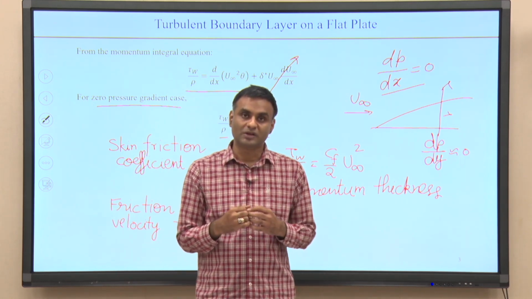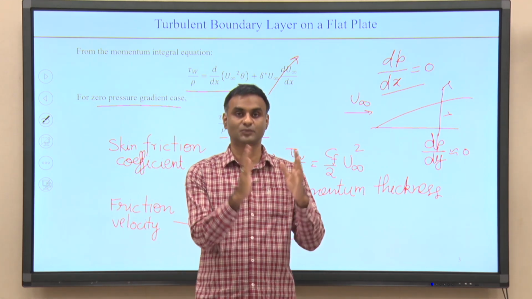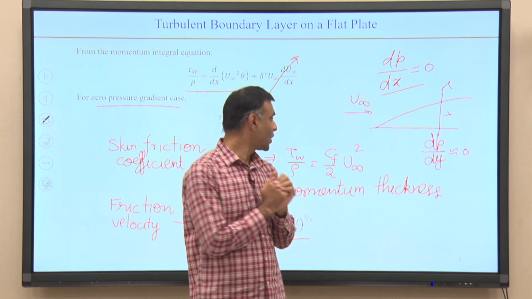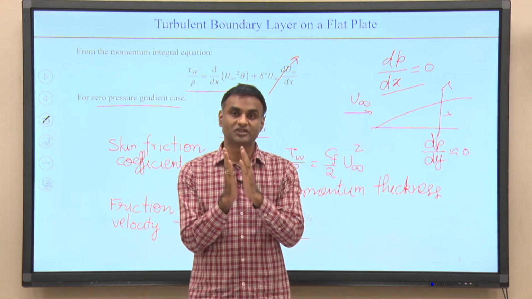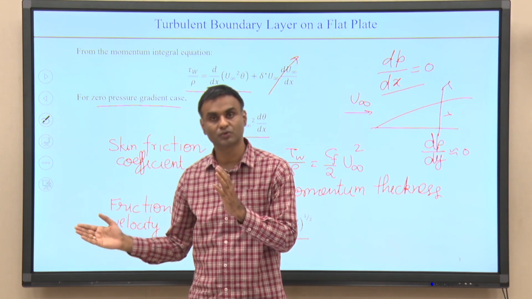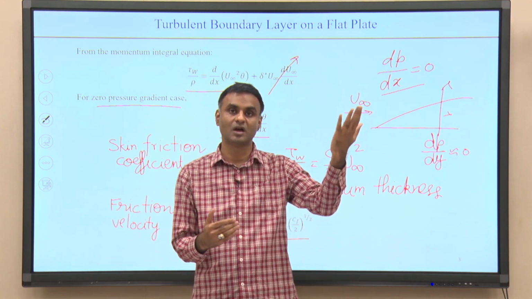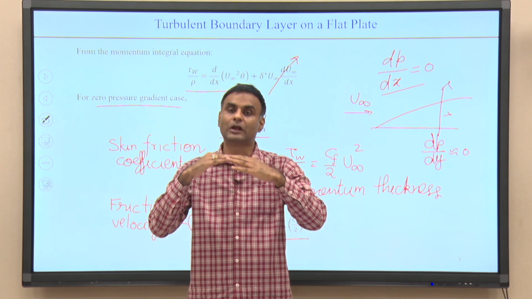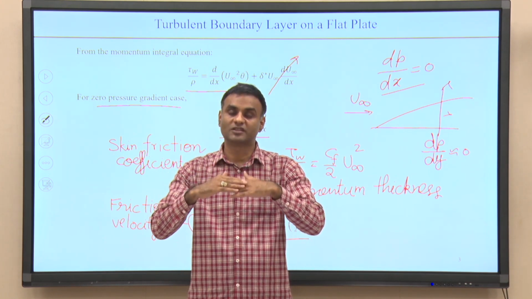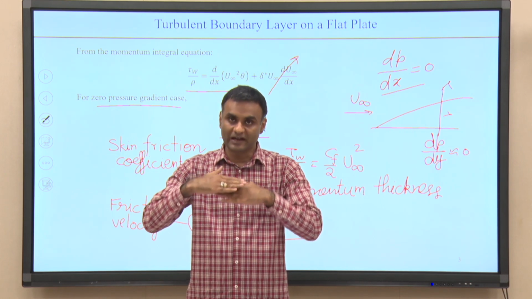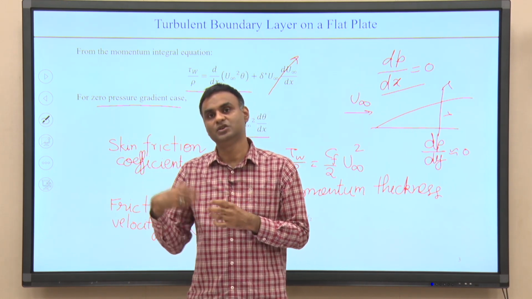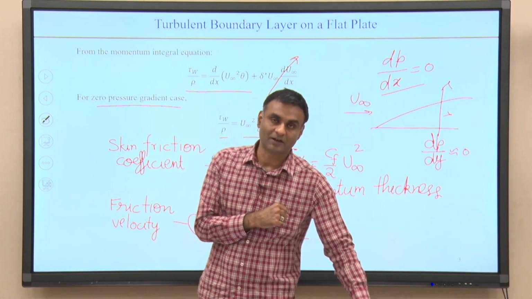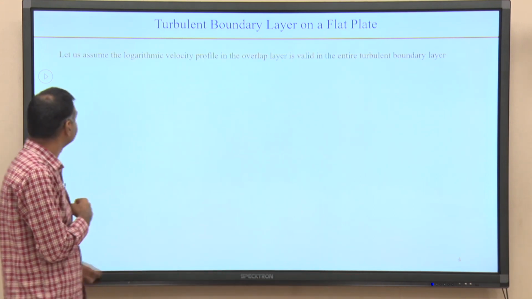So, the other velocity profile we have, especially in the near wall region, is the logarithmic velocity profile, which is for the overlap layer region. Now, overlap layer region means it matches down to the viscous sublayer and it matches to the outer layer. So, we could approximate that the logarithmic velocity profile is valid across the turbulent boundary layer, and using that we can analyze the momentum integral equation. So, we will do that.